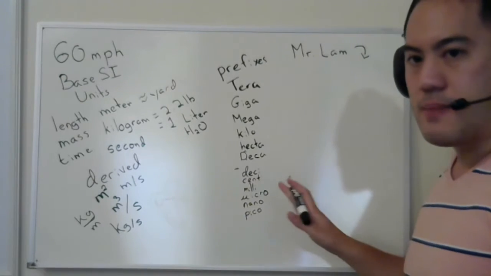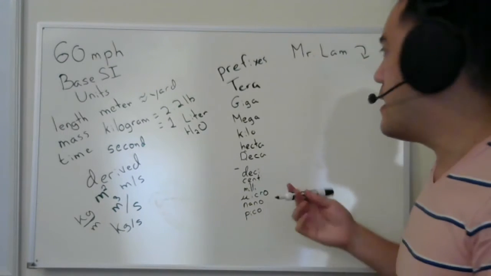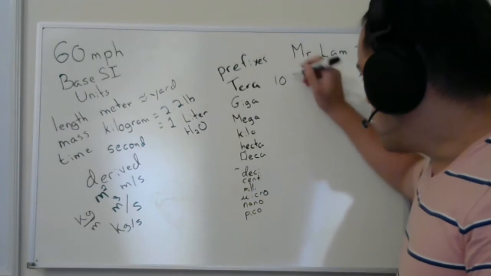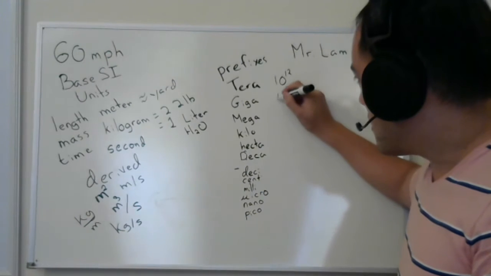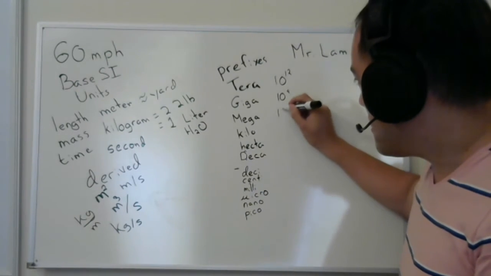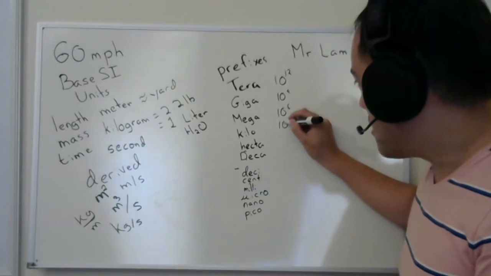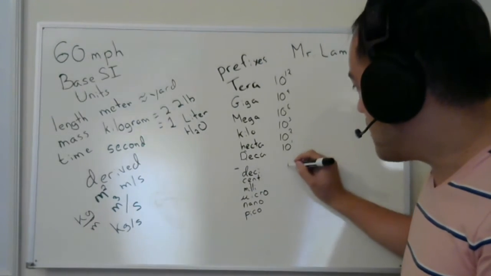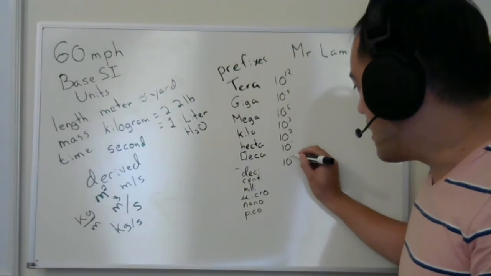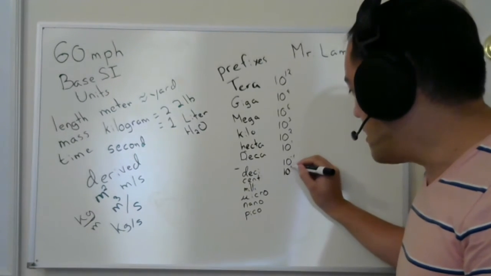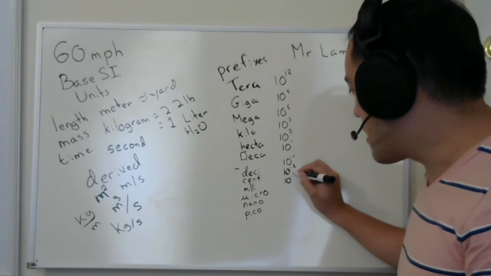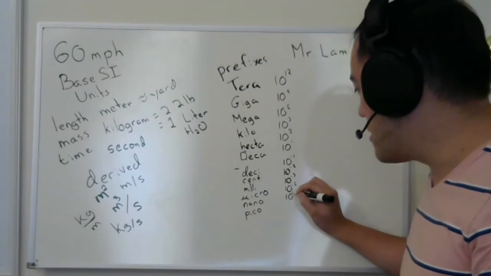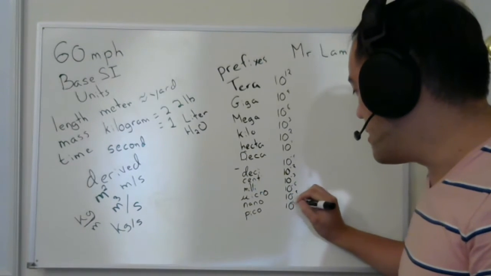But they all have a certain meaning. They all mean a power of 10. Tera is 10 to the 12th. Giga is 10 to the 9th. Mega is 10 to the 6th. Kilo is 10 to the 3rd. Hecto is 10 squared or 100. Deca is 10 to the first power, 10. Deci is 10 to the negative 1. Centi is 10 to the negative 2. Milli is 10 to the negative 3. Micro is 10 to the negative 6. Nano is 10 to the negative 9. And pico is 10 to the negative 12.